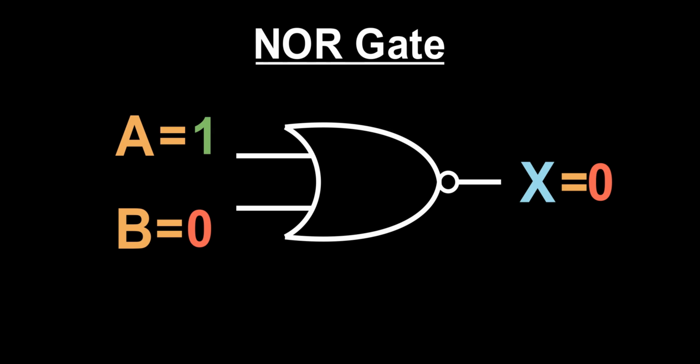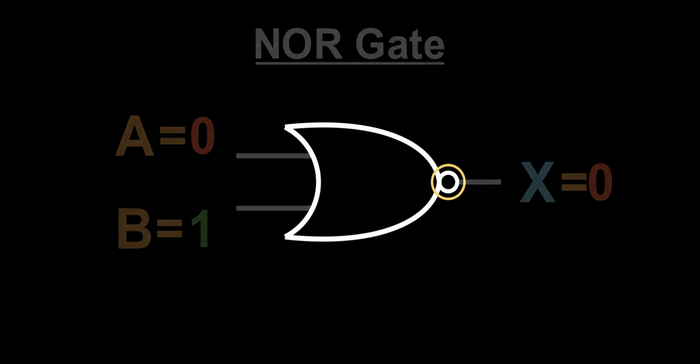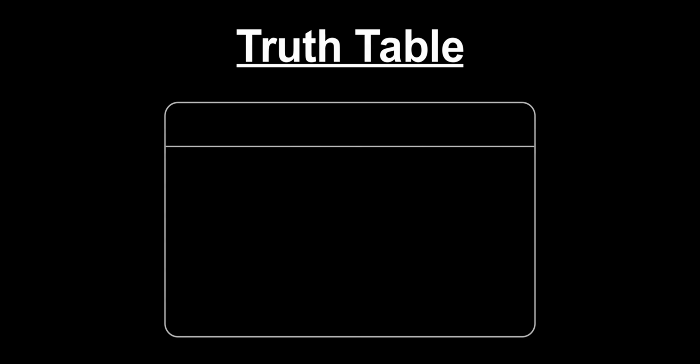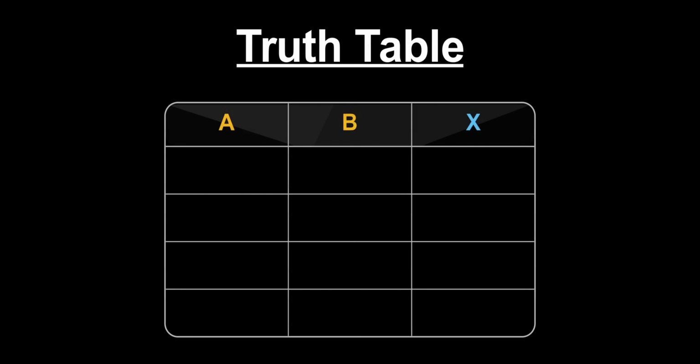No matter how you change A and B. It's important to note that the circle that you're seeing over there basically means inversion, right? So you've seen it on the NOT gate, you've seen it on the NAND gate, you're now seeing it on the NOR gate. As for the truth table, it's kind of similar to the OR gate, but just a little bit different. So it's now for X equals NOT (A OR B).